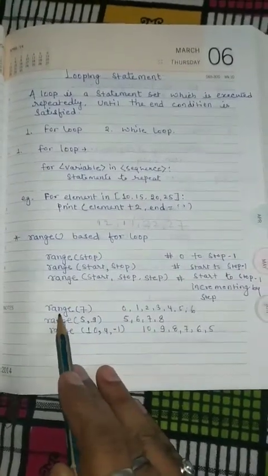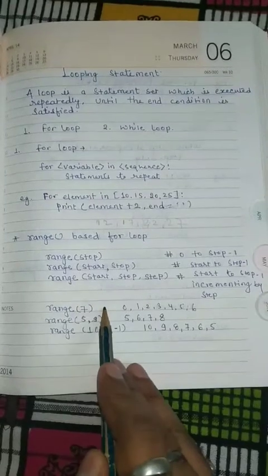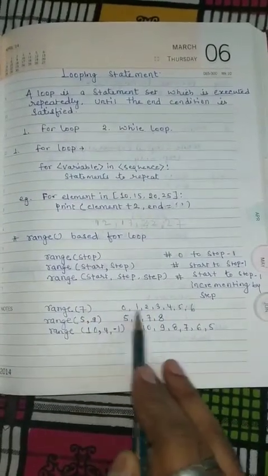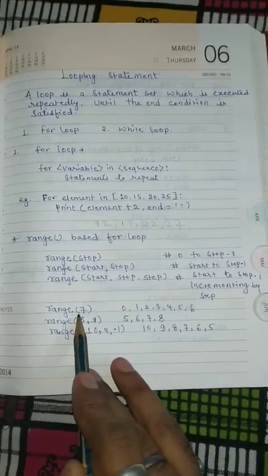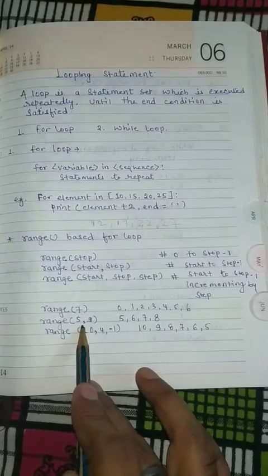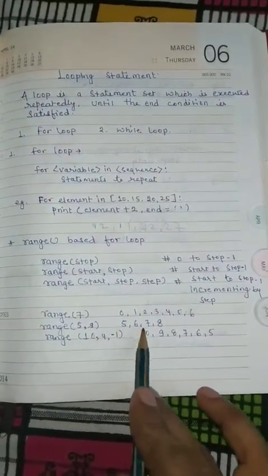Okay, so an example of range is range(7). It starts from 0 to stop minus 1, which means 0 to 6. The output of this statement is 0 to 6. Then range(5, 9): start from 5 and stop at 9 minus 1, which means 5, 6, 7, 8.